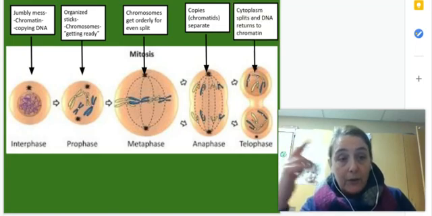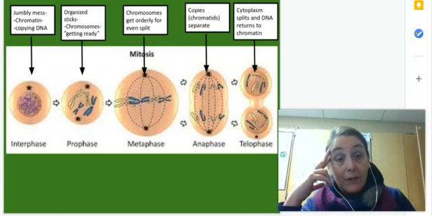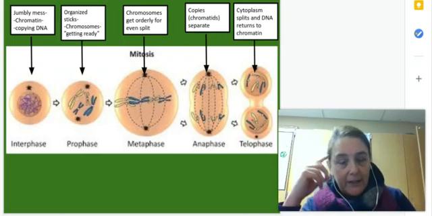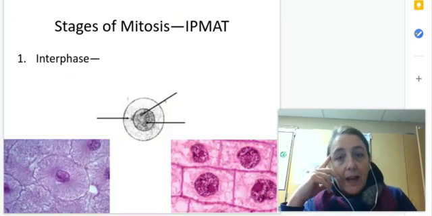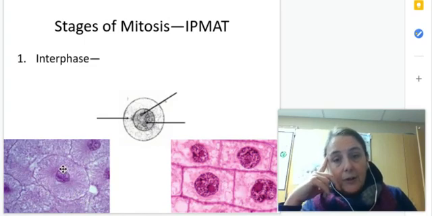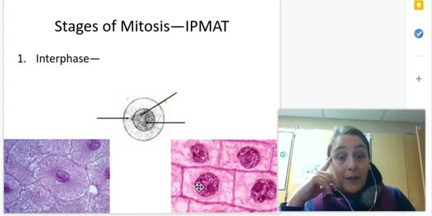So that's the overview of what happens. I'm going to take you through the phases now in more detail. So we have interphase. This is what interphase cells look like for real. This is an animal cell. And you can see it's got a nucleus and it's got chromatin. You can't really see sticks. It's just a jumbly mess, good for copying.